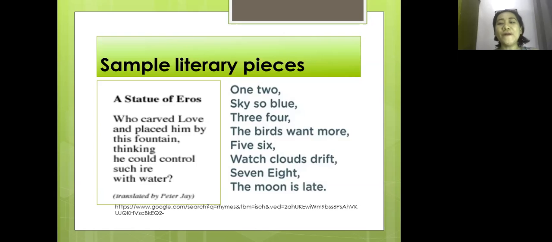1, 2, sky blue. 3, 4, the birds want more. 5, 6, watch clouds drift. 7, 8, the moon is light.